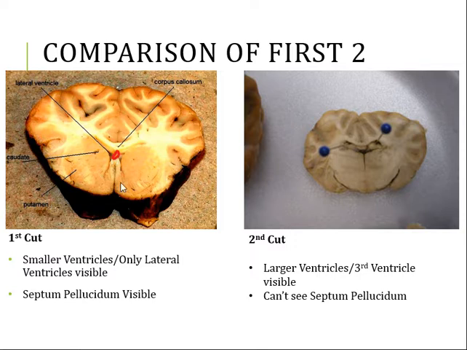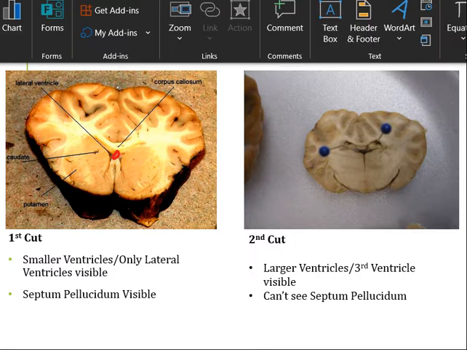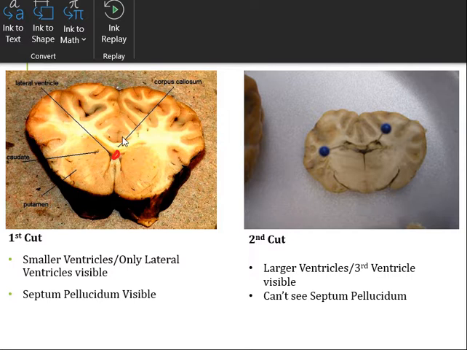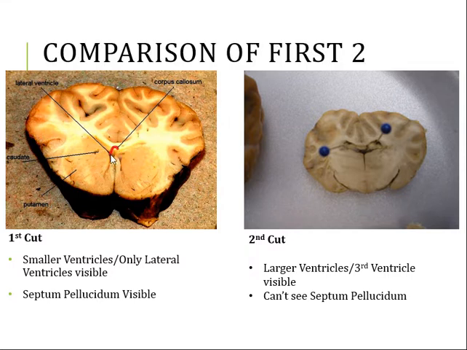That was not my best circling, but it's really teeny tiny in this image. But that little flap right there, that is our septum pellucidum. But in the second cut, we have larger ventricles, and you can see the third ventricle, but you can't see the septum pellucidum in the second cut.